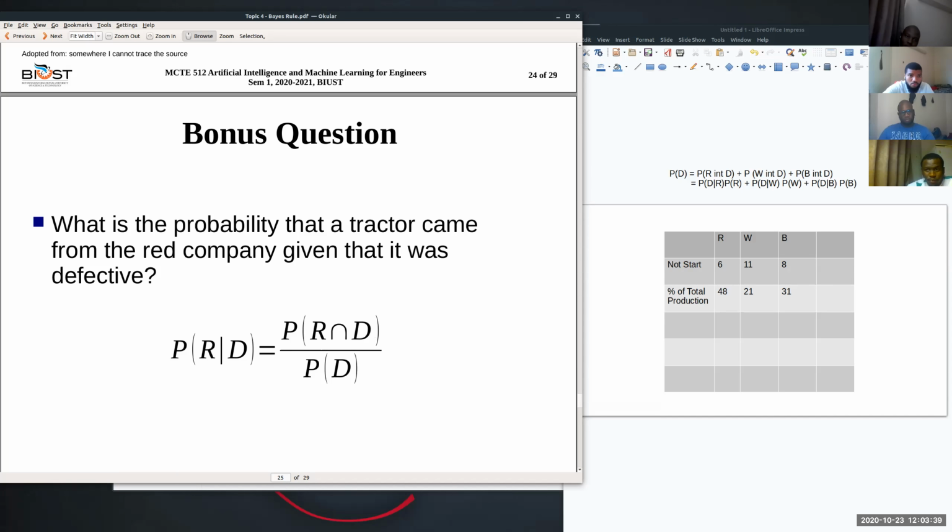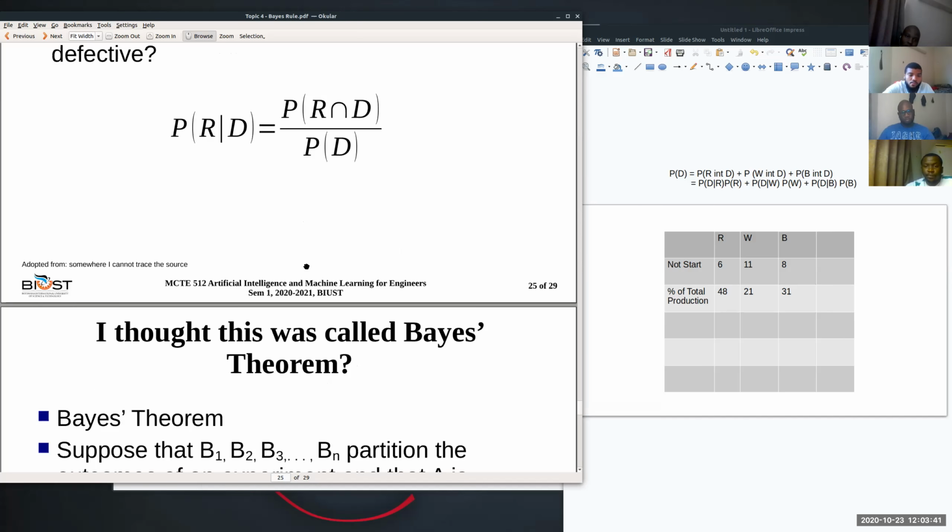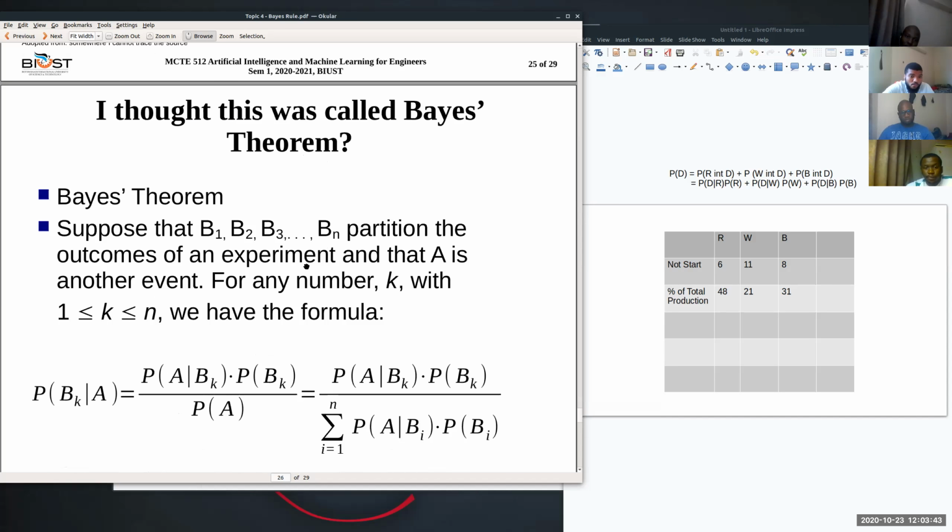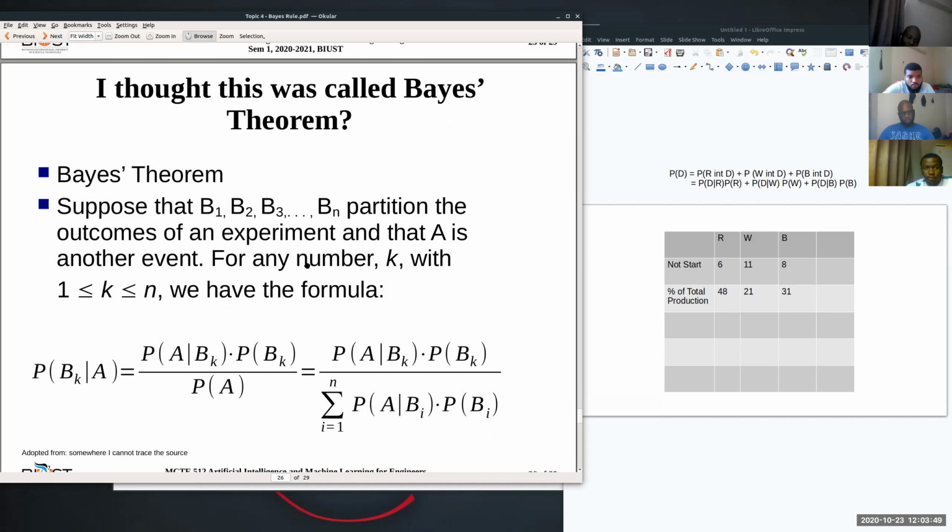Clear all the drawings. So we thought that it's called Bayes rule, Bayes theorem. Yeah, it is Bayes theorem. Yeah. So Bayes theorem says that suppose that there are many events, okay, many partitions B1, B2 up to Bn, which are the outcome of the experiments, and that A is another event.